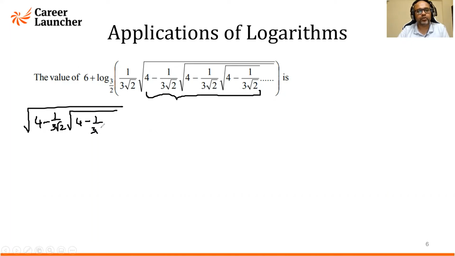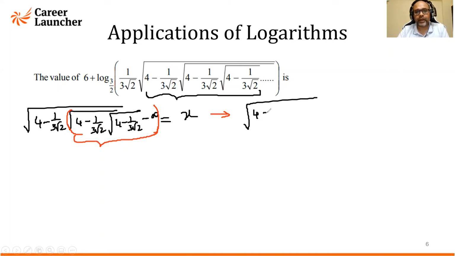root of 4 minus 1 by 3 root 2 root of 4 minus 1 by 3 root 2. You'll start by saying let this entire thing be x up to infinity. So now if I highlight only the red part and if you look at only this, it is actually x itself, because if you're starting from here and going till infinity, it's the same thing that you get, right? So this tells you that you can write this as root of 4 minus 1 by 3 root 2 and the entire remaining thing is x, so it is equal to x again. This is the peculiar way of solving such infinite series which are repetitive in nature.